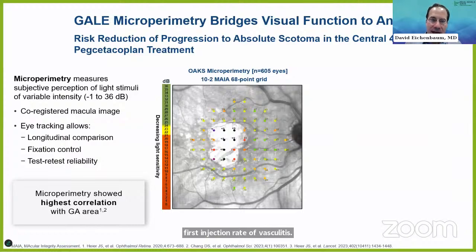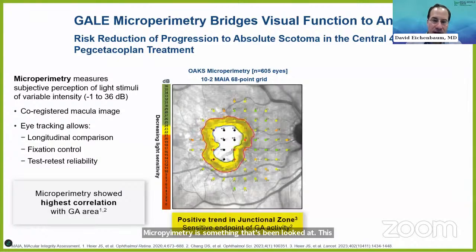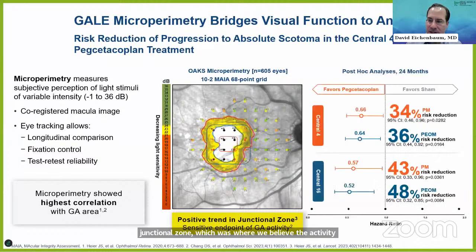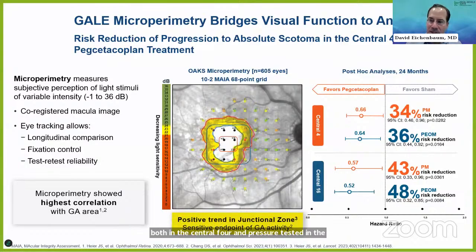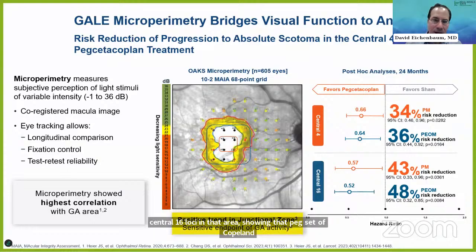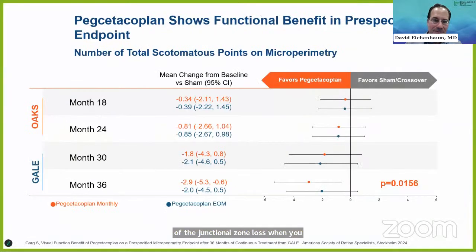Microperimetry is something that's been looked at. This is a post-hoc analysis which was performed looking at the central 4 and 16 loci in the junctional zone, which was where we believe the activity is in geographic atrophy, where the pathology is happening. And what we see here is that there was a trend towards favoring pegcetacoplan, both in the central 4 and the central 16 loci in that area, showing that pegcetacoplan does seem to reduce the rate of junctional zone loss when you expose the patients to pegcetacoplan.